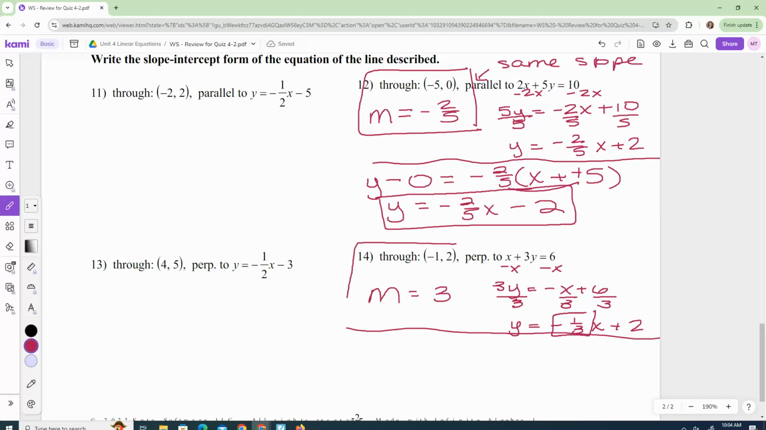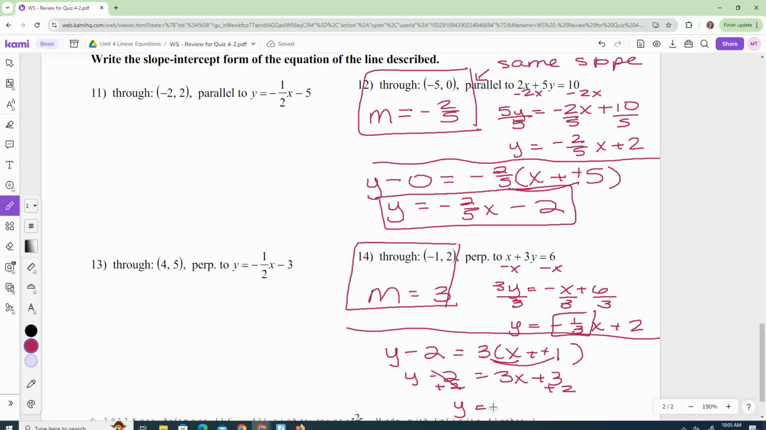So now we need the one going through -1, 2 with the slope of 3. So y minus y1 equals m times x minus -1. Minus negative is plus, distribute our 3. Add the 2. Y equals 3x plus 5.